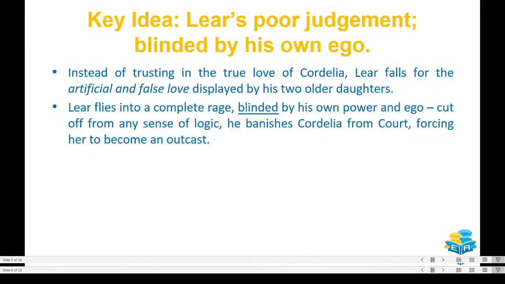So instead of trusting in the true love of Cordelia, Lear falls for the artificial, the false love displayed by his two older daughters. And he flies then into a complete rage. And this idea, I've underlined it, the idea of blindedness. So Lear is blinded by his own power and ego.